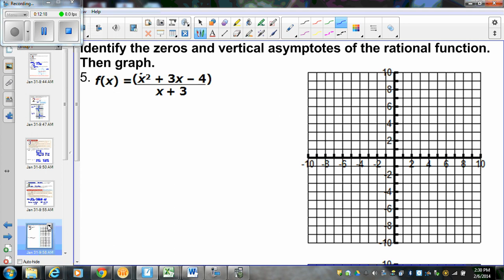So in number 5 here, I want you to try to find the zeros and the vertical asymptotes of this rational function and try to give it the best shot that you can to graph that function.